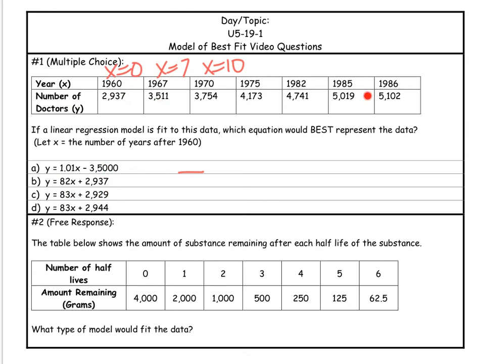And number 2, the table below shows the amount of substance remaining after each half-life of a substance. The number of half-lives is here, and the amount of grams remaining is here. What type of model would fit this data? So what I'm asking you, would it be a linear model? Would it be an exponential model, or would it be a quadratic model?